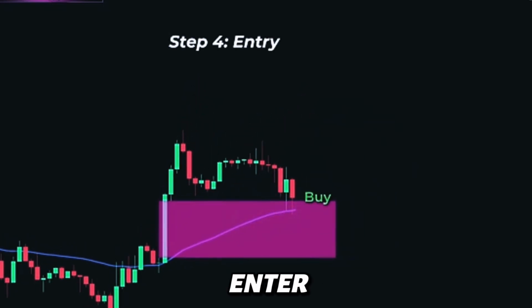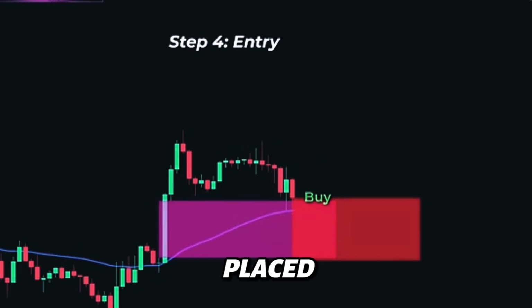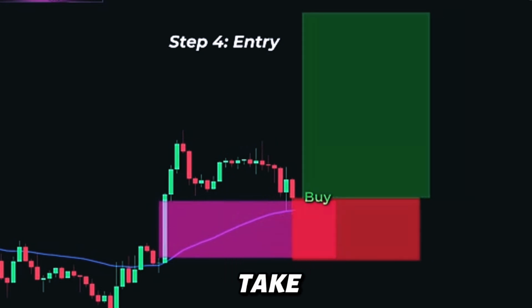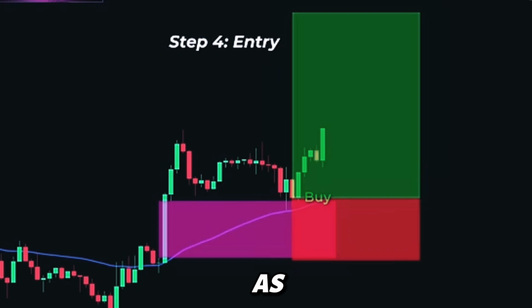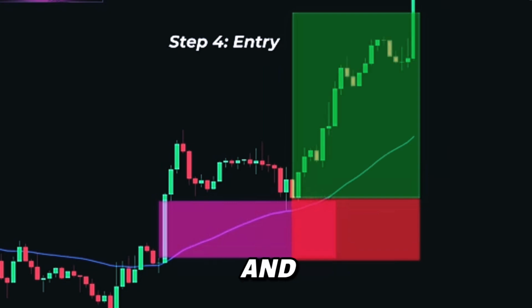From here, we can enter a long trade, with our stop loss placed just below the fair value gap and our take profit set at 3 times the risk. As you can see, price bounces perfectly and hits our take profit target. Let's look at another example.